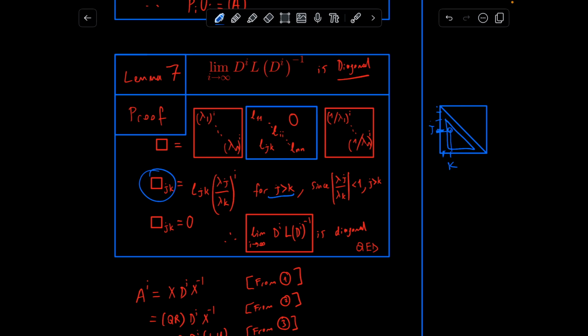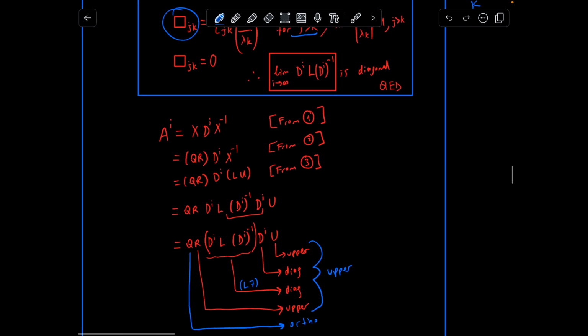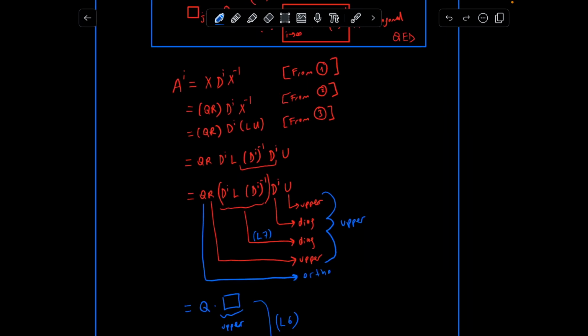So what you have is diagonal times lower times diagonal. What you would end up with is usually a lower triangular matrix. However, due to the structure of D, this term will be diagonal. So why does that matter? Now we will see why that is important.